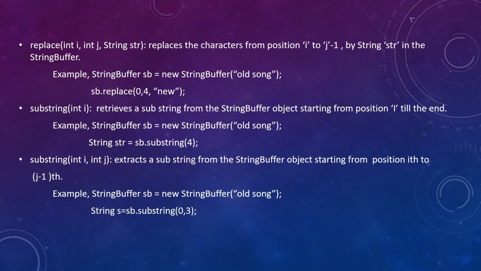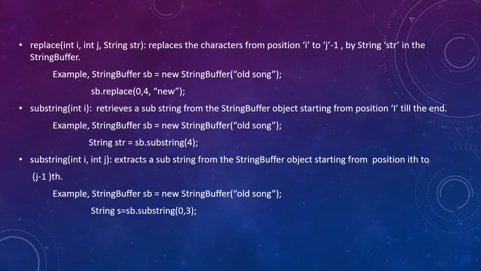Now we come to the replace method. replace(int i, int j, String str). This method replaces the characters from position i to j-1 by string str in the string buffer. For example, StringBuffer sb = new StringBuffer("old song"), sb.replace(0, 4, "new"). So "old" will be replaced by "new", and we'll get the output as new song.